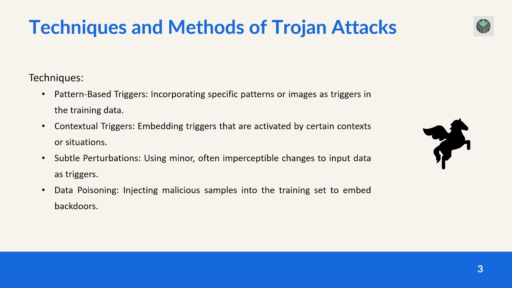So now let's go through some of the techniques and methods that Trojan attacks rely on. Pattern-based triggers often involve inserting specific patterns into images that, when detected by the model, activate malicious behavior. Another technique is contextual-based triggers, where the model responds to environmental conditions or specific context to trigger the attack. Subtle perturbations, such as small changes to the input data, can introduce backdoors into the model without detection. Data poisoning takes us even further by injecting malicious samples directly into the training data set, which ensures that the model will behave in a way that benefits the attacker.